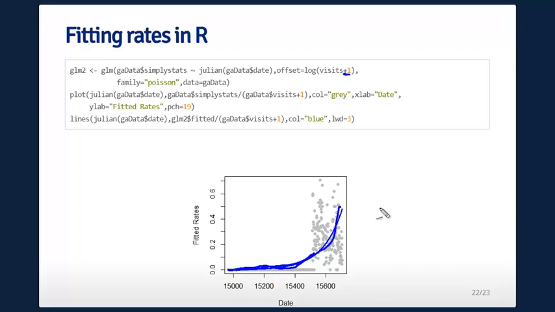That is now plotting the fitted values divided by the number of visits plus 1. So there we go, and here again is the fitted values divided by the number of visits plus 1. Okay, so that's how you model rates in R.